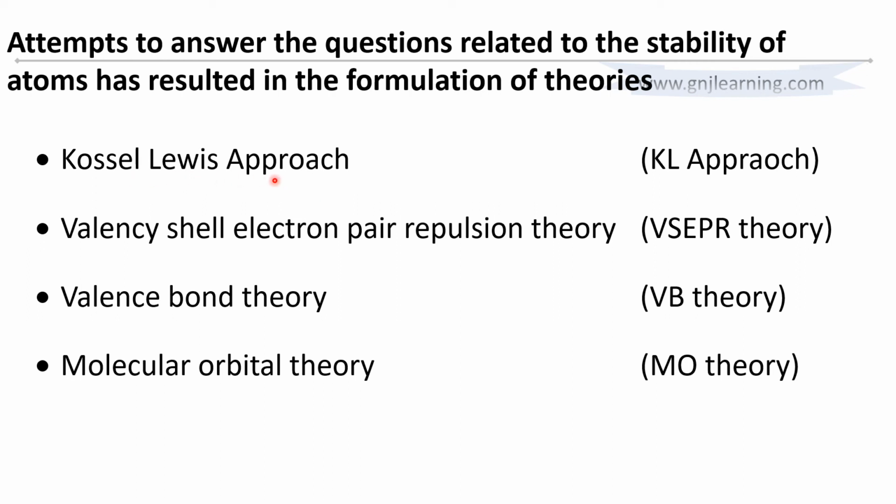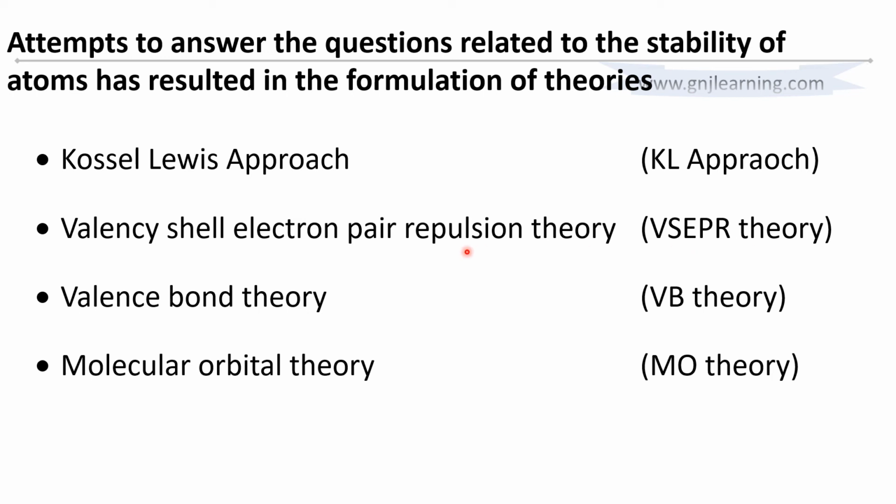When the Kossel-Lewis approach came, there were a few limitations, and in order to overcome the limitations in the Kossel-Lewis approach, a second theory was put forward. The Kossel-Lewis approach is sometimes called the KL approach. To overcome the limitations in this approach, the second theory is called the valence shell electron pair repulsion theory, in short the VSEPR theory.